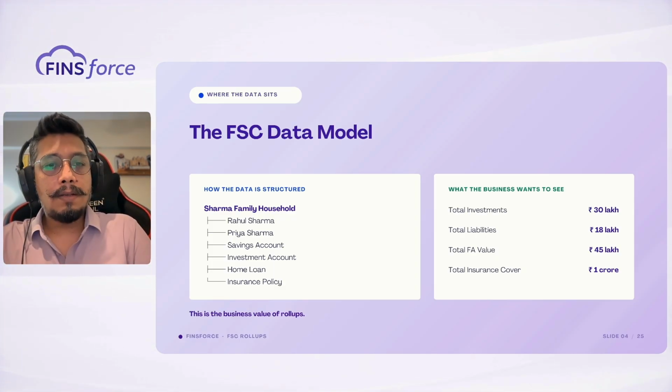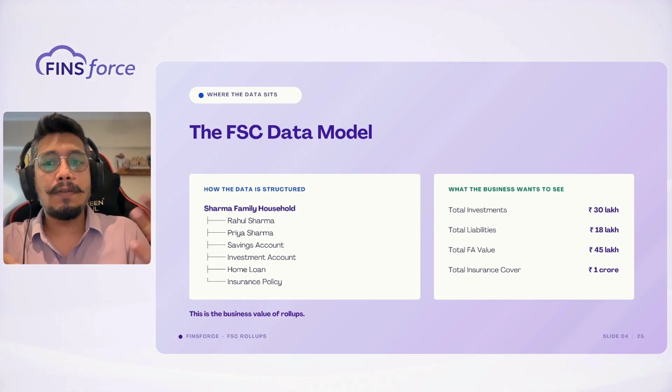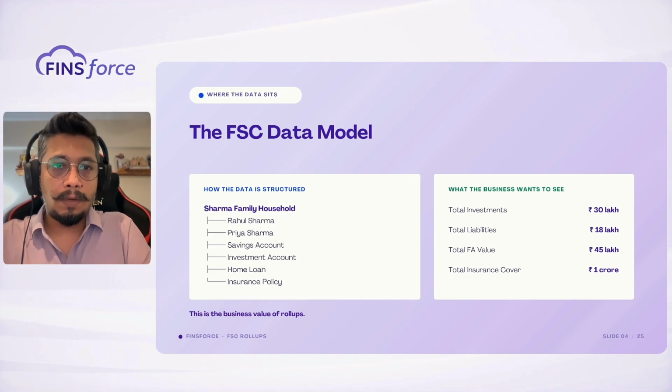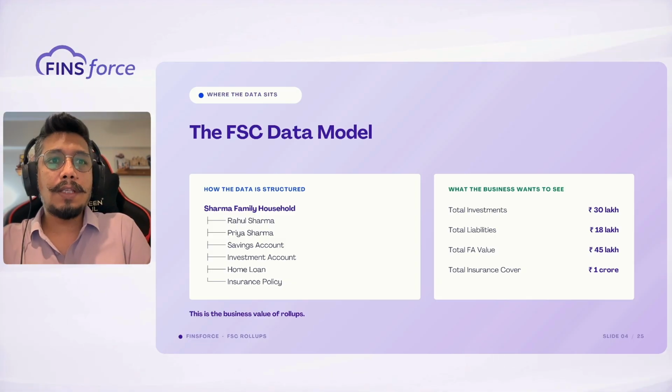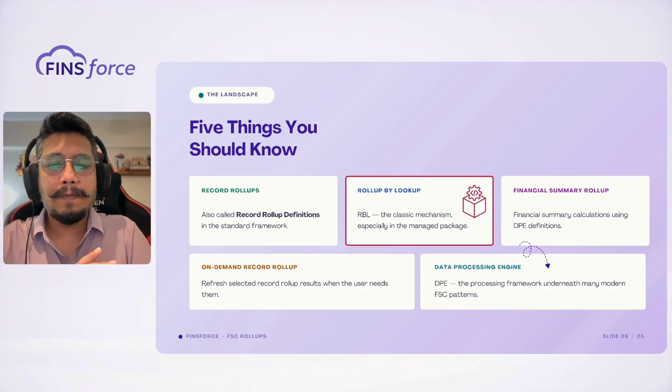So having the master detail relationship will not help here. They want to see the total liabilities, the total financial account value, the total insurance covered. These are different types of roll-ups and the data model is totally complex, which is not achievable using the master detail relationship available in Salesforce. So Financial Services Cloud gives you 5 different options to create the roll-up.